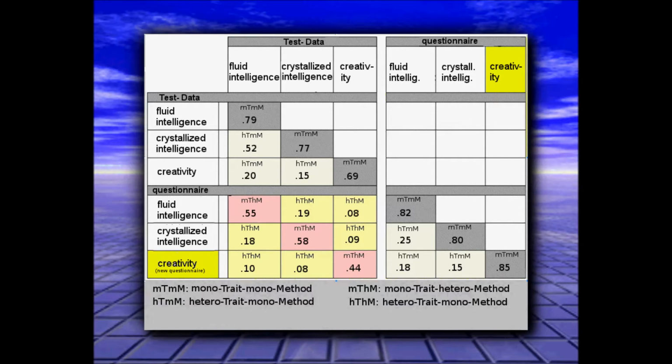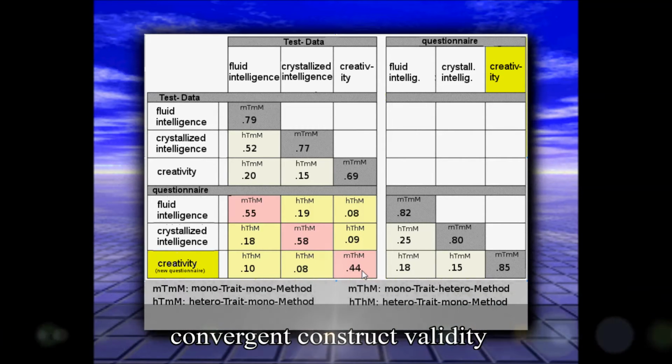You also have to show that your creativity questionnaire also correlates high with other instruments that measure creativity as well. So you want a high correlation between the results of your creativity questionnaire and the results of the creativity test, which was, for example, think of unusual ways to use a brick. And if you find high correlations between the two instruments measuring creativity, this is an indicator of high convergent construct validity.